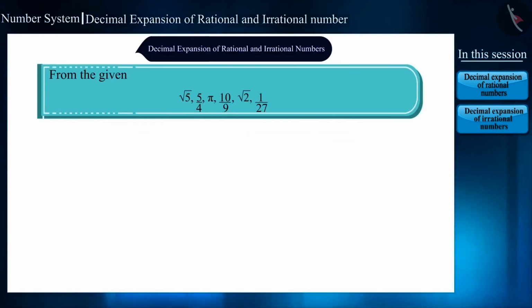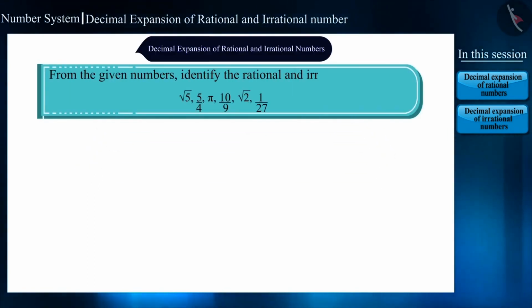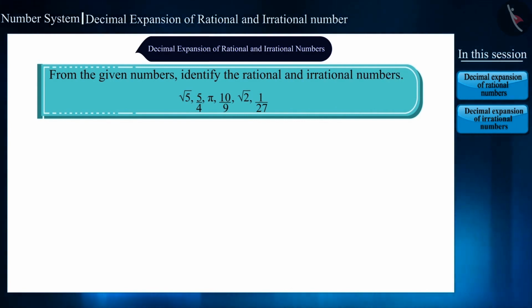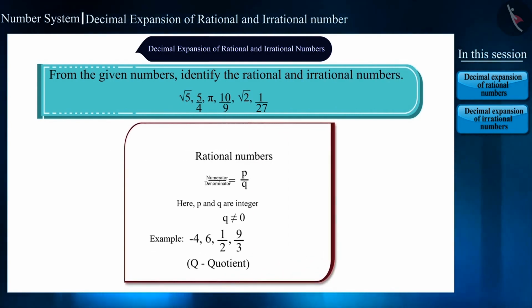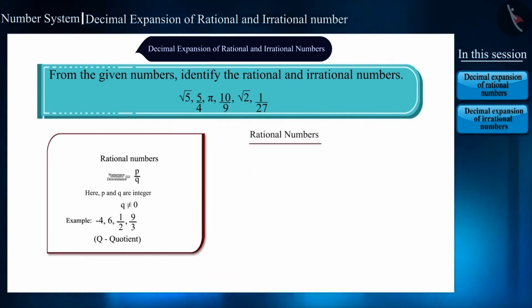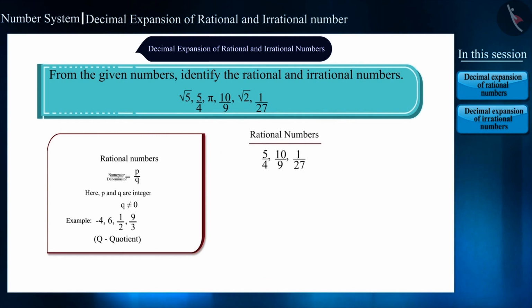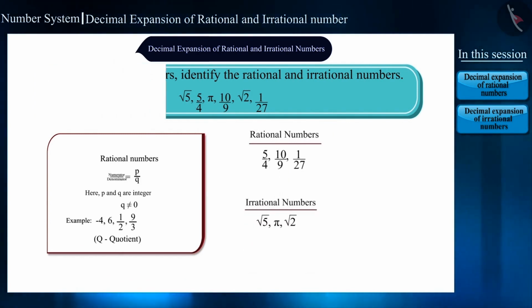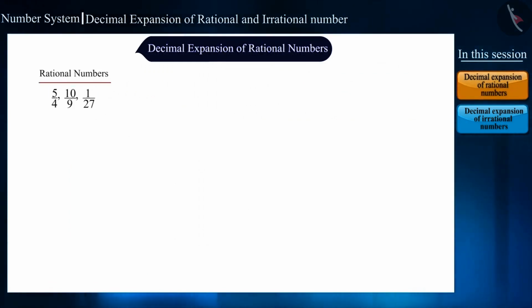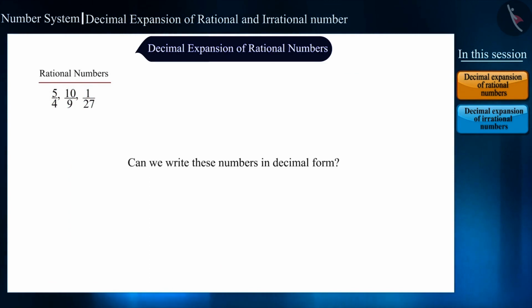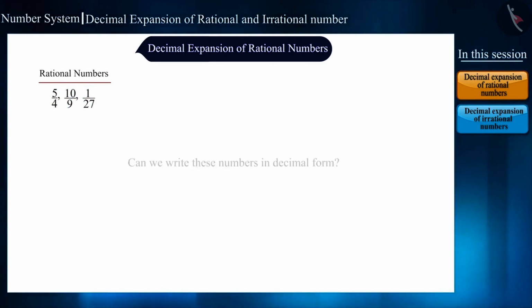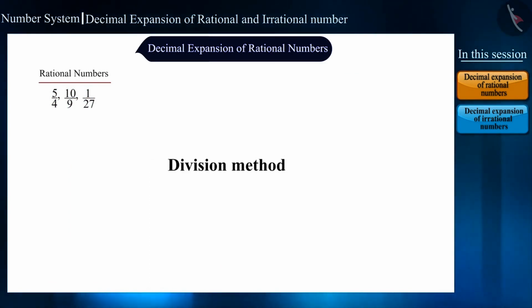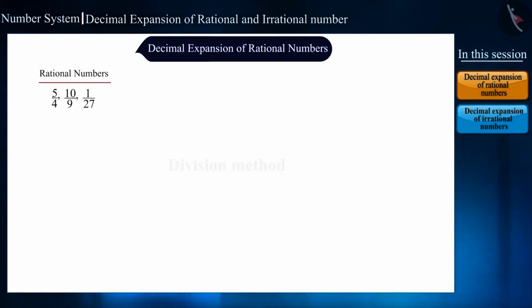Friends, can you identify the rational and irrational numbers from these numbers? We can easily identify them by simply taking note of the definition. So these are rational numbers and these are irrational numbers. All given rational numbers are in the form of fractions. Can we write them in decimal form? Yes. For that, we will have to solve them by the division method.